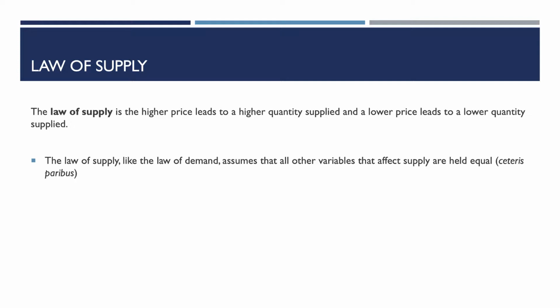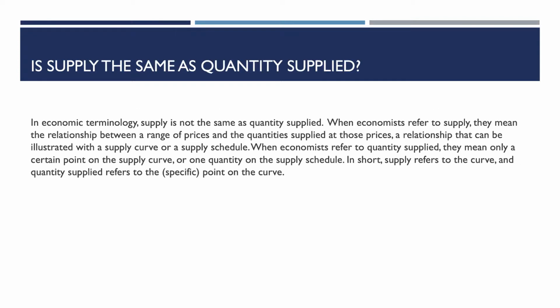Now, the law of supply is that a higher price leads to a higher quantity supplied, and a lower price leads to a lower quantity supplied. The law of supply, like the law of demand, assumes that all other variables that affect supply are held equal, as learned in our first lecture, the ceteris paribus, all things equal.